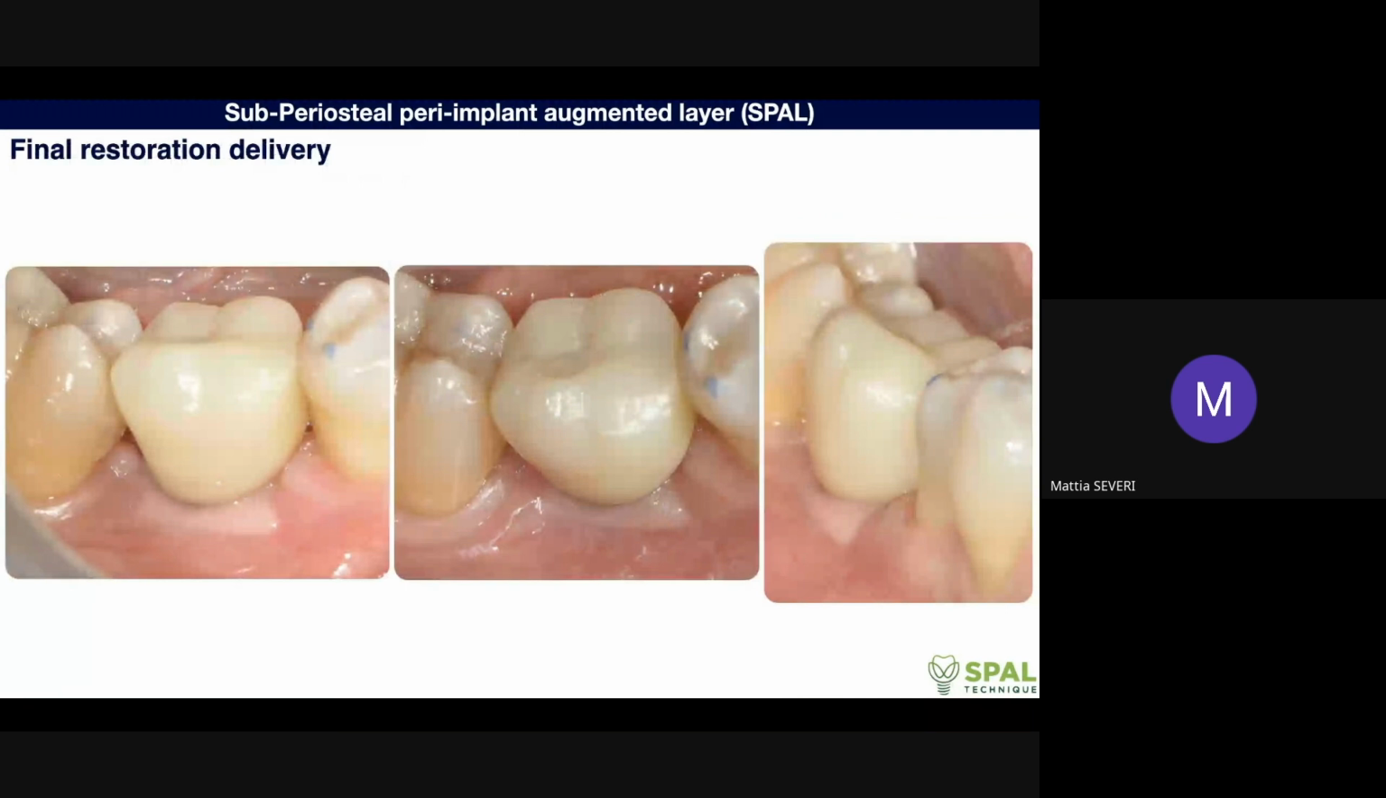So we started from a bone deficiency, and we arrived at the delivery of the final restoration, having reconstructed both hard and soft peri-implant tissues in a really simple, user-friendly manner, using only biomaterial, minimizing the cost. And the concept we want to transmit is that this is not only a surgical technique, but moreover a way of thinking.